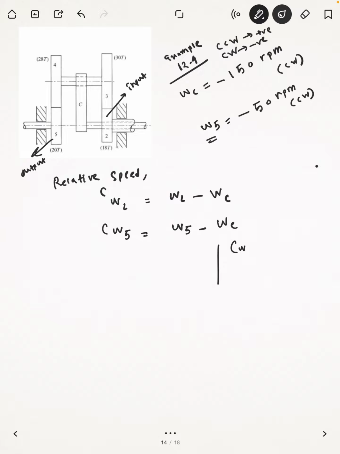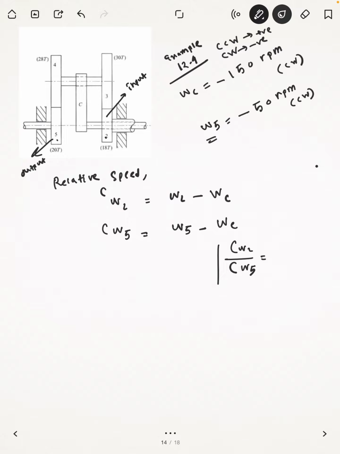That means c omega 2, the input velocity, divided by c omega 5. Okay, c omega 2 divided by c omega 5. This is the velocity ratio. And how can I write it in terms of the teeth number? I have to see how the gears are meshed. So we have to go from 2 to 5.